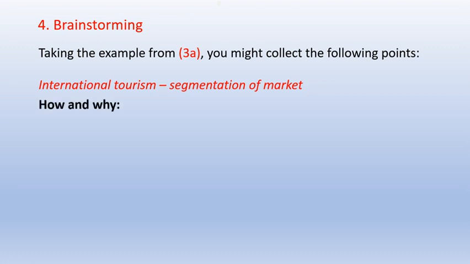Okay, so how do we get international tourism, and why do we need international tourism, and how do we make a segmentation of a market of international tourism if you want. So here we want to take a broader look, to think more in depth about how and why we do things to get international tourism. So it needs us to think a lot about the related points, which is called brainstorming.